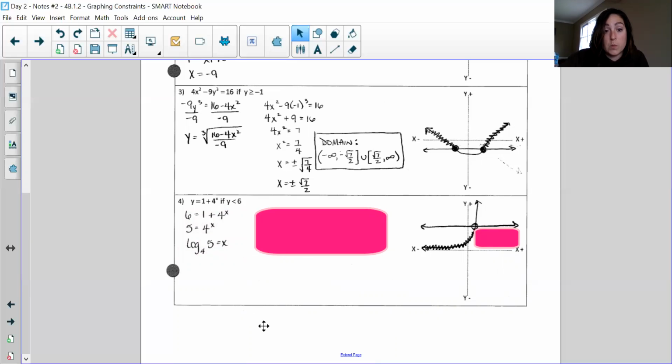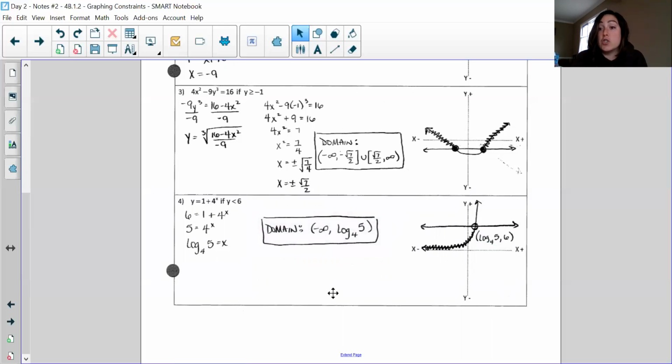So we have 6 equals 1 plus 4 to the x power, subtract 1, 5 equals 4 to the x, and then convert that to log form. So log base 4 of 5 equals x. So that means our intersection is log base 4 of 5, comma 6, which means our domain is everything from -infinity to log base 4 of 5, because we want everything where y is less than 6, non-inclusive, because it's just less than 6.